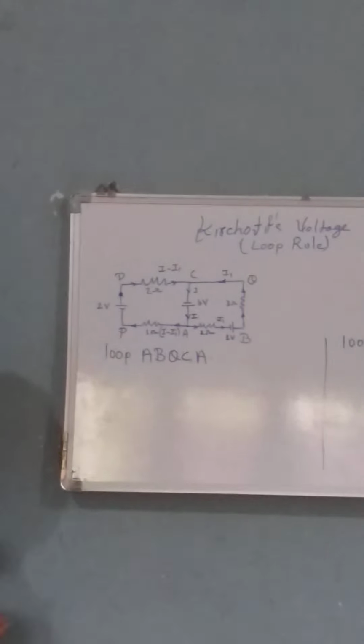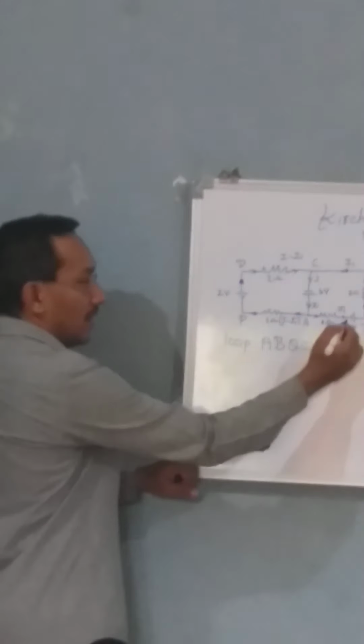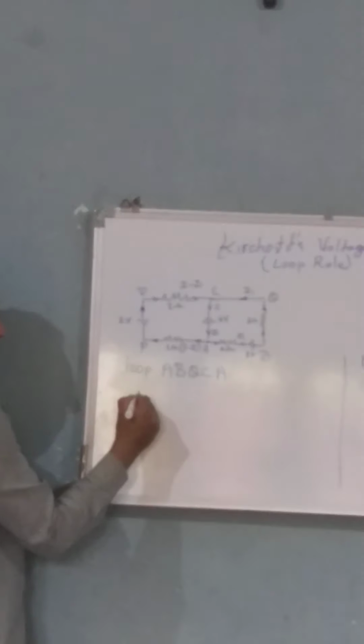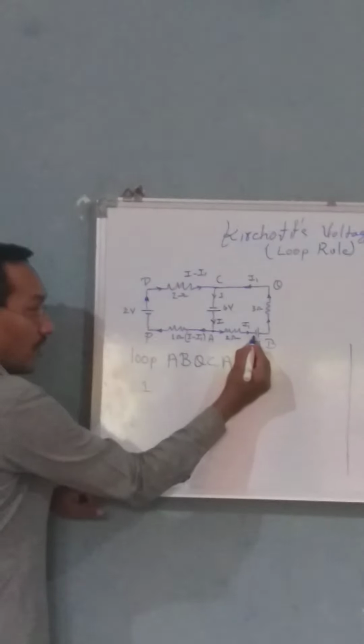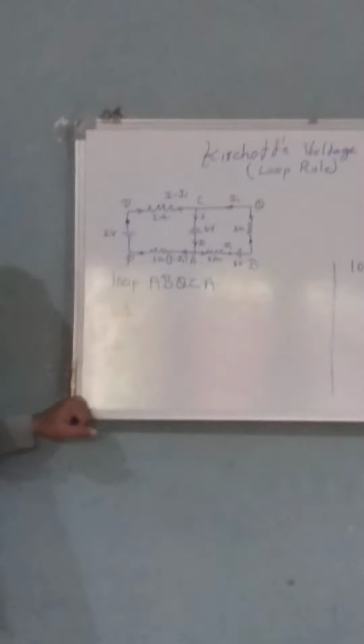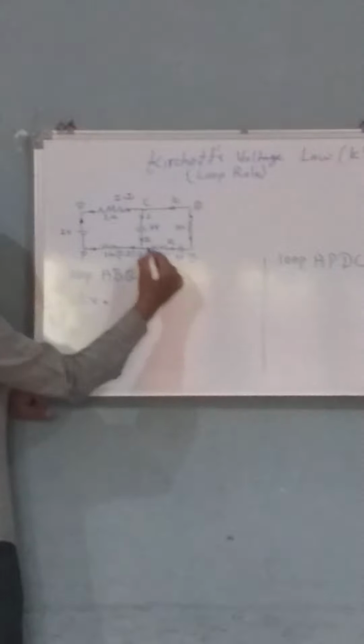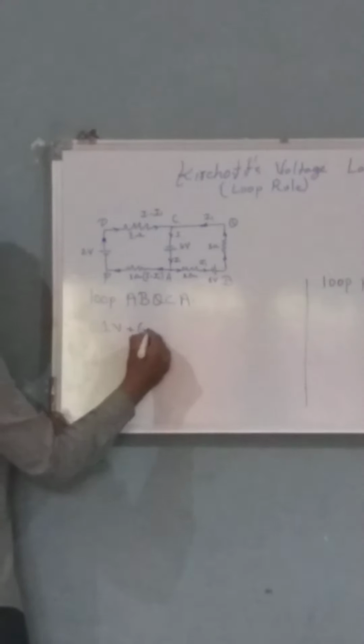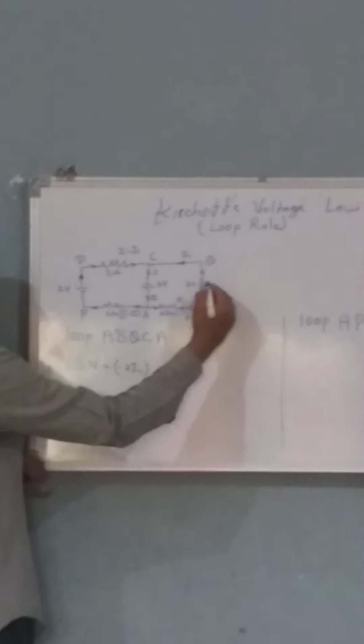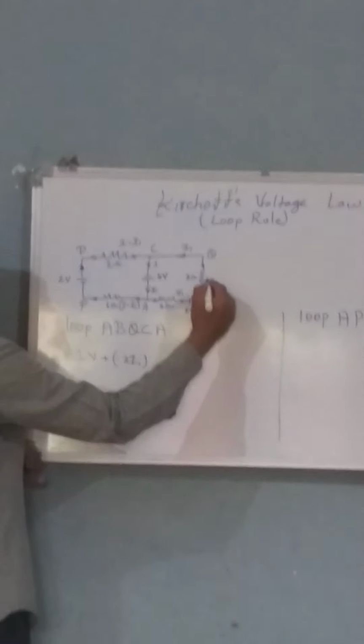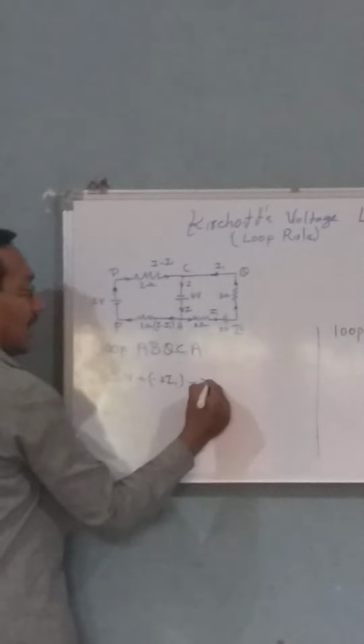Now, in this case, let us start from A to B. We have a 1 volt battery. We are going from minus to plus, so there is rising potential, and that will be plus 1 volt. Now again, this 2 ohm resistor and this current I1. We are going along with the direction of current, so that will be minus 2I1. Next, there will be a 3 ohm resistance, and again we are going along with the direction of current, so that will be minus 3I1.